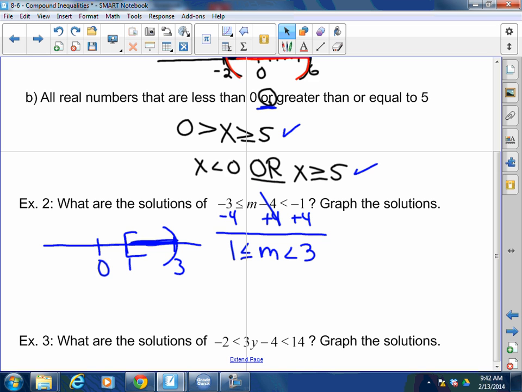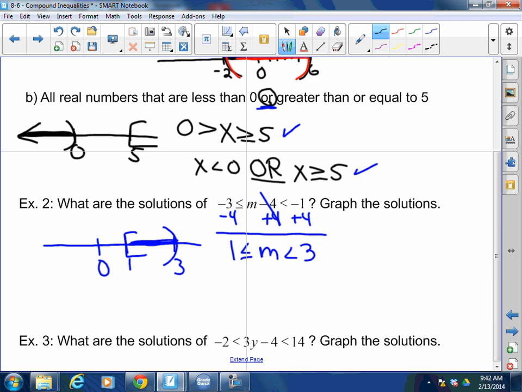The one on top, oh yeah, I guess we should have graphed the one on top. I apologize, son. Here's 0, here's 5. X is less than 0, and it's greater than or equal to 5. I'm sorry, my brother. Thank you so much for that. Do both example 1b and example 2 make sense to you guys? Sir, thank you.